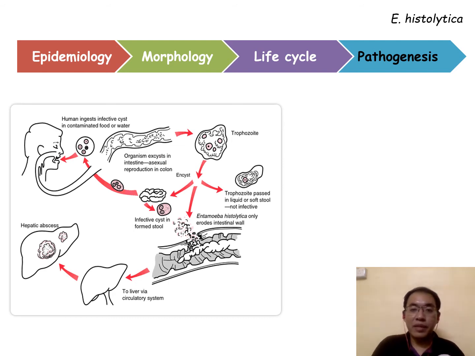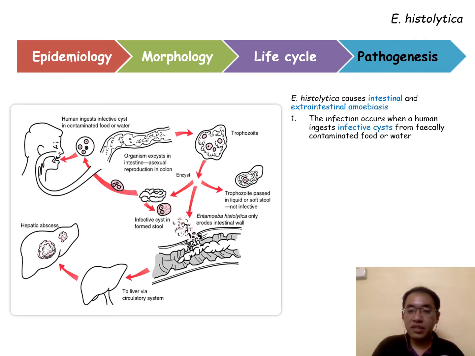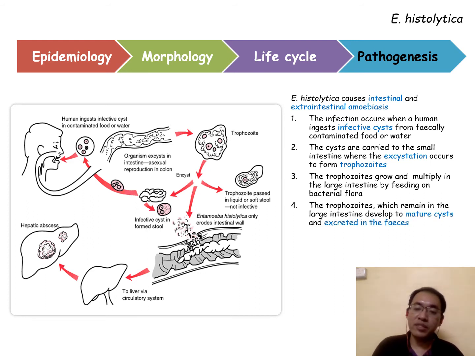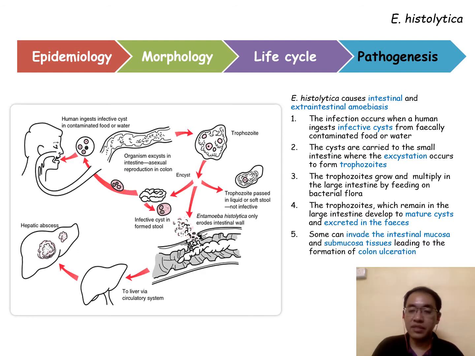Okay, now we will study the pathogenesis of the infections. Entamoeba causes intestinal and extraintestinal amoebiasis. The infection initiates when humans ingest the cyst from fecally contaminated water or food. The cysts are carried to the small intestine where excystation occurs to form trophozoites. The trophozoites can grow and multiply in the large intestine by feeding on bacterial flora. The trophozoites which remain in the large intestine develop into mature cysts and are excreted in the feces.